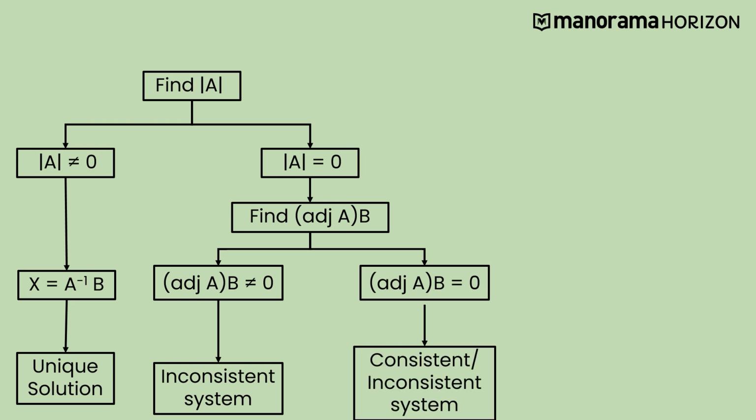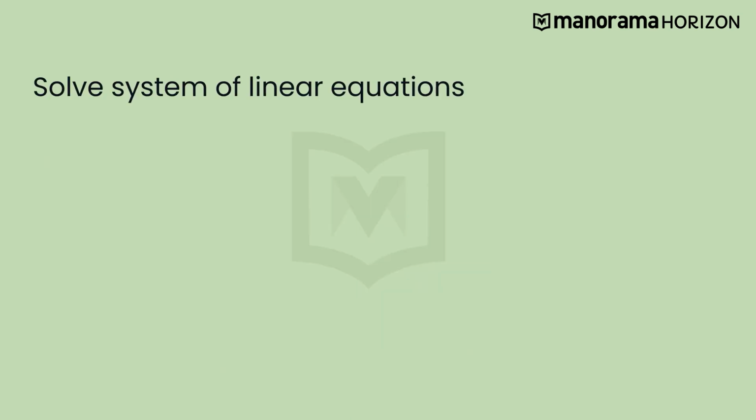Else, if (adjoint A) into B is equal to 0, the system of equations may be either consistent or inconsistent, according as the system has either infinitely many solutions or no solution. Let's solve one problem for better understanding.